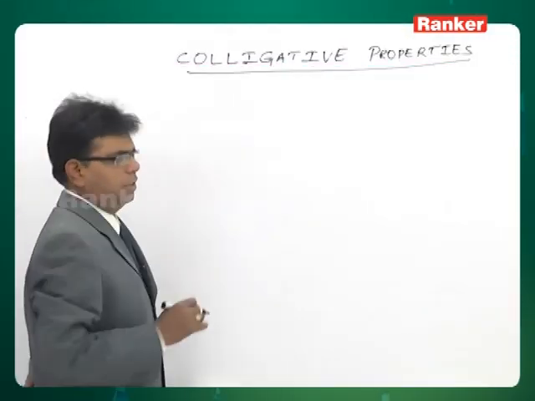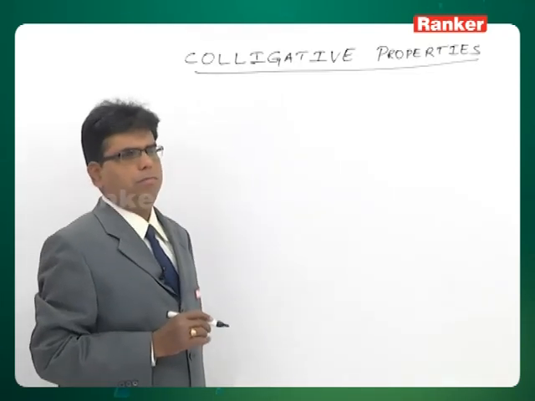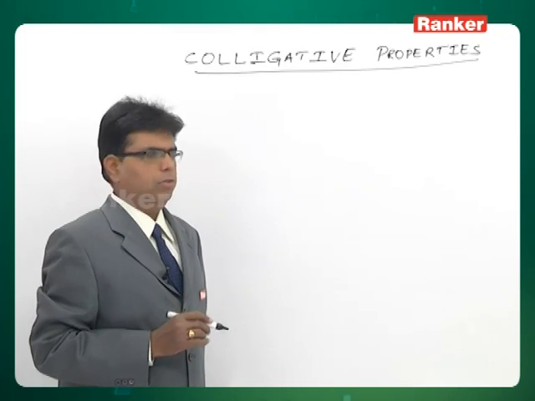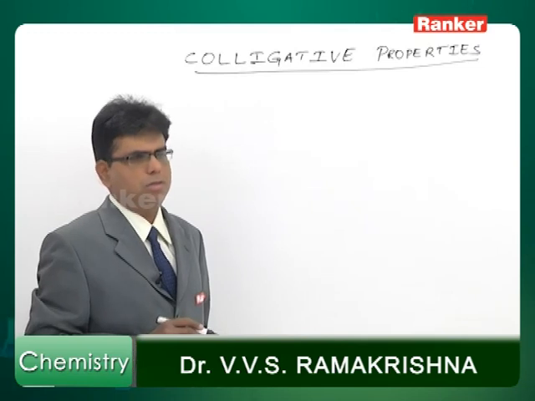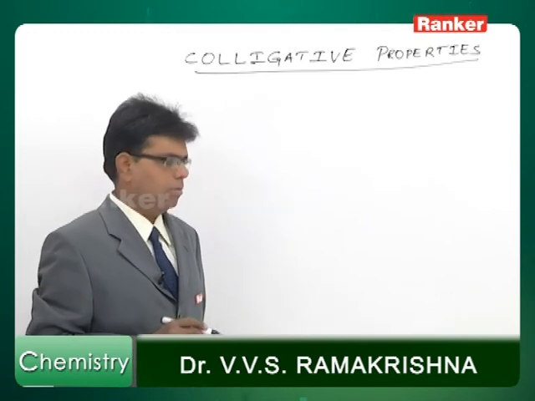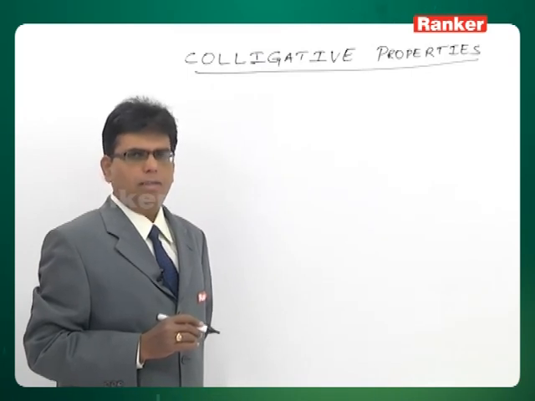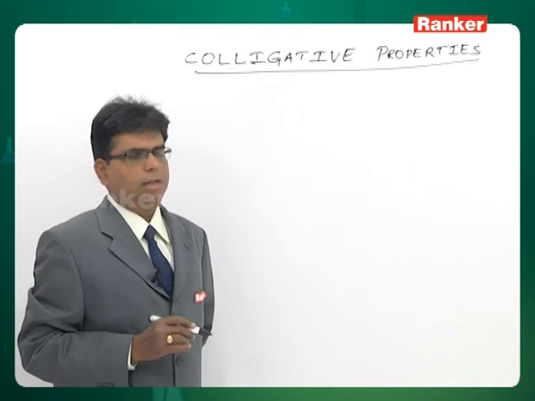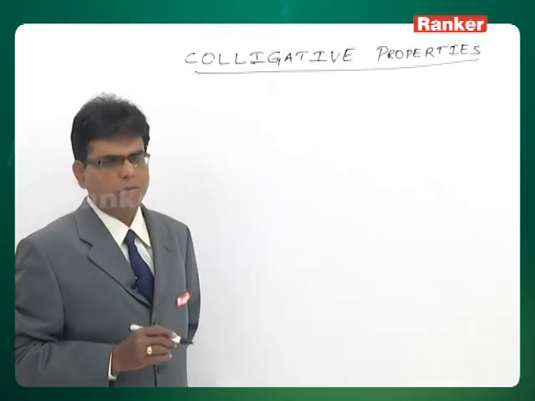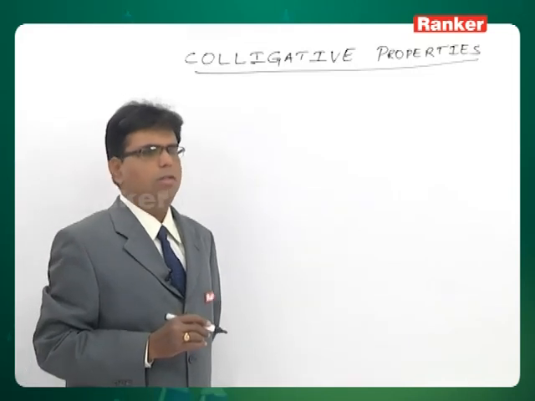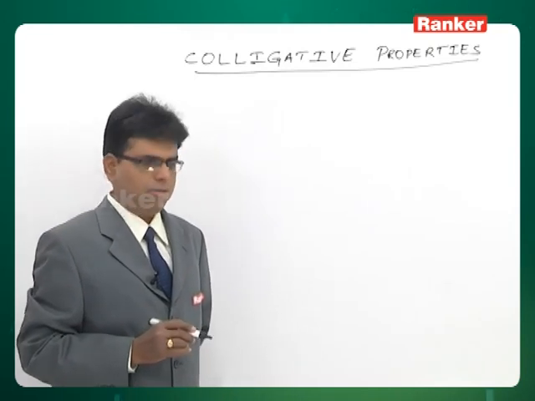Now we continue with the colligative properties in the liquid solutions chapter. We so far have discussed the concentration terms, the types of solutions, vapor pressure of a solution, ideal and non-ideal solutions. Again, in the non-ideal solutions we discussed non-ideal solutions with positive deviation and with negative deviation, with examples and their characteristics.